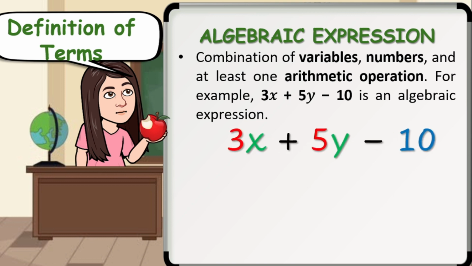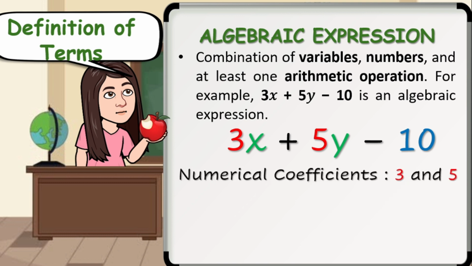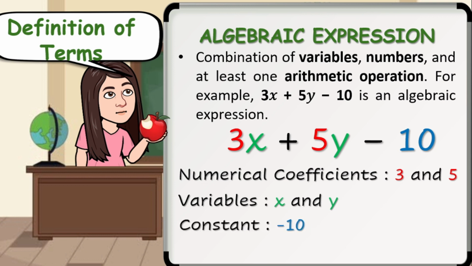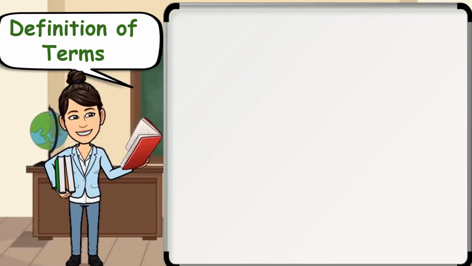This algebraic expression consists of different parts, such as numerical coefficients, which are positive 3 and positive 5, variables, which are x and y, constant, which is negative 10, and terms, which are positive 3x, positive 5y, and negative 10. Now, let us break down the algebraic expression into its parts, and we will start with the term.